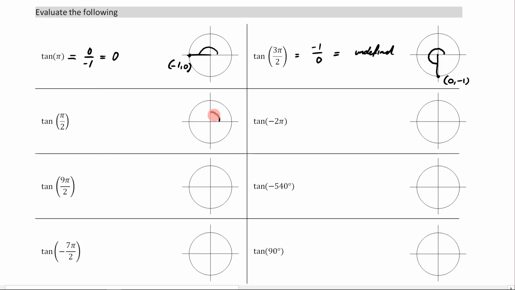All right, the next one is pi on 2. So immediately I know it's undefined because it's a vertical line. But we could also think about this in terms of what is this point? It's going to be 0, 1. So it's going to be 1 over 0, that's undefined.